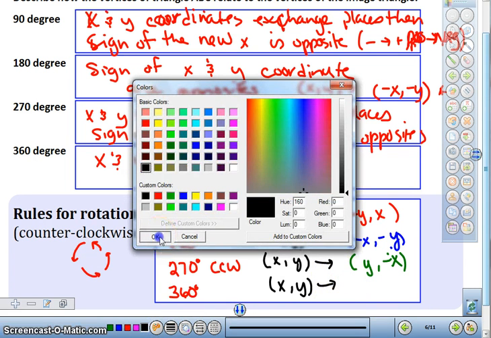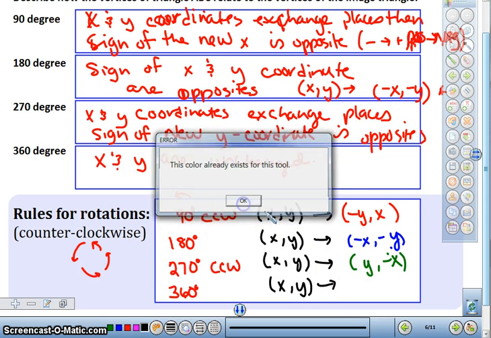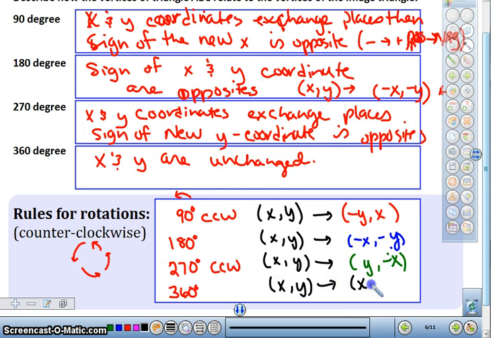So our last one stays the same, and that means that we're going to have x comma y. Now, this 270-degree turn is also later referred to as a 90 degrees clockwise. So 90 degrees clockwise is going to be the same as a 270 counterclockwise. Make sure you pause the video to make sure everyone has these rules down, and then we're going to try plotting them.